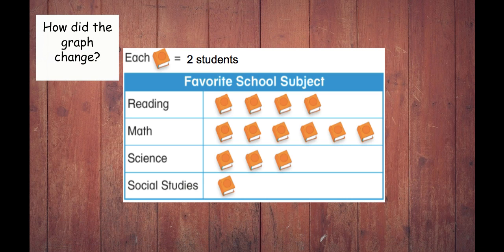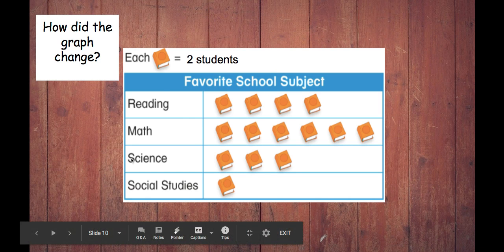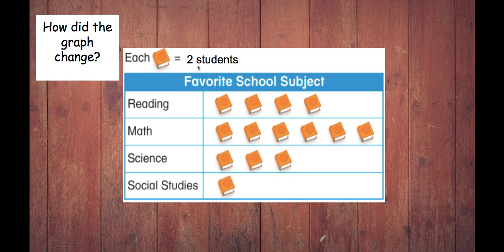So now how did the graph change? The title's still the same. The categories are still the same. The data still looks the same. You're right. Each book is actually 2 students now instead of 1. So we would have to count by 2s in order to read our data now.